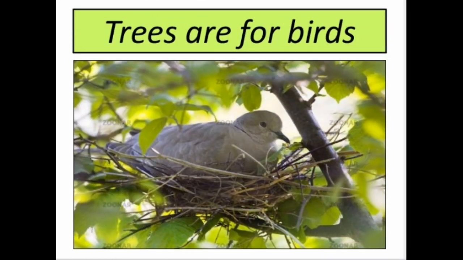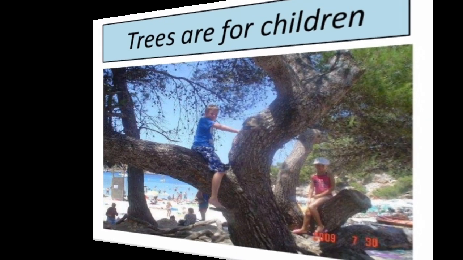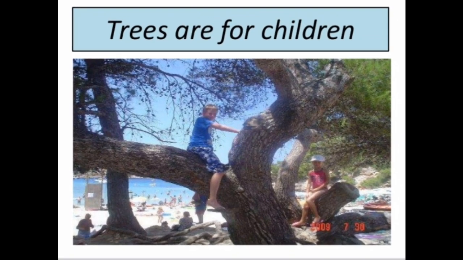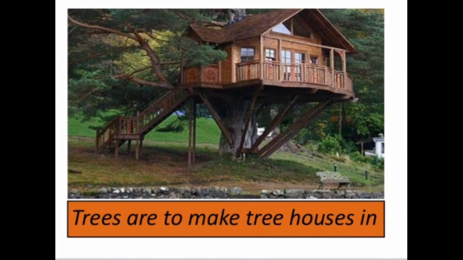You all know trees provide shelter for the birds, right? Birds do make their nests and lay their eggs on the trees, as you can see in the picture. So trees are for birds. Trees are for children, right? You all play around trees, right? You get shade from trees, so you just play around. As you can see in the picture also, trees are for children. You can play around trees, right?